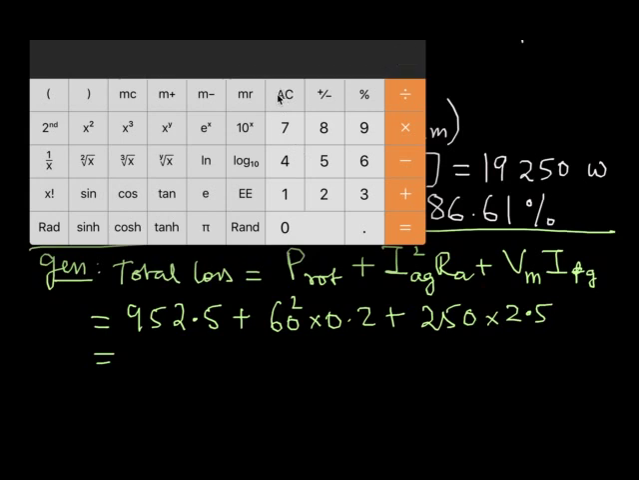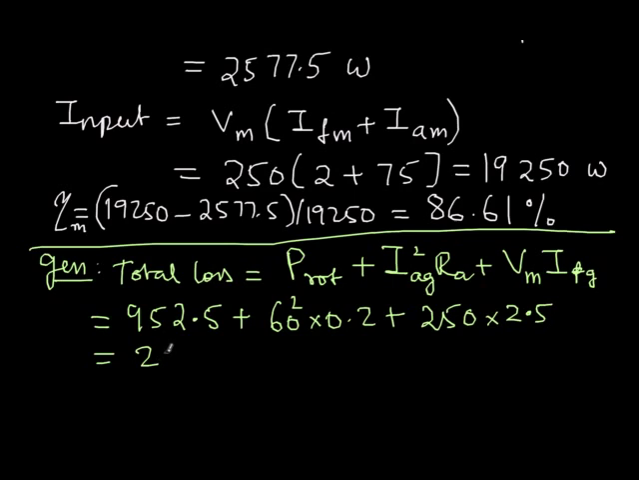So let's do this calculation. 60 into 60 into 0.2 is the middle term. To this I will add, with brackets, 250 into 2.5. Then to that I'll add 952.5. I'm getting 2297.5 as the total losses. So I have the total losses.